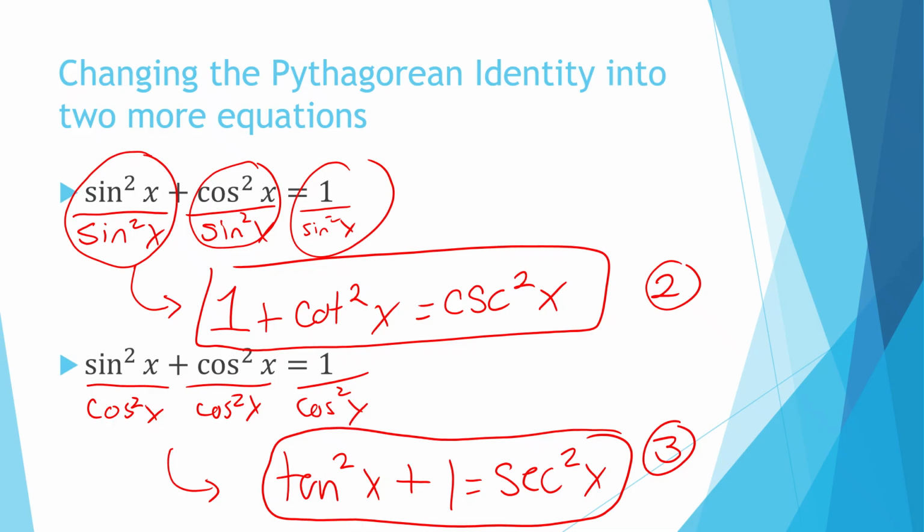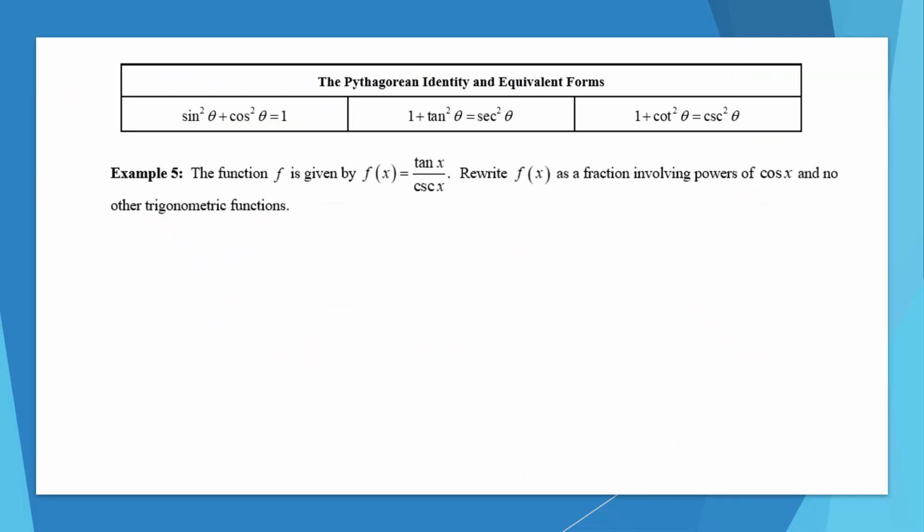Right, we will be using these three equations to also simplify some trig identities. So let's do that now. The function f is given by tangent over cosecant. Rewrite this in terms of cosine and no other trig function.